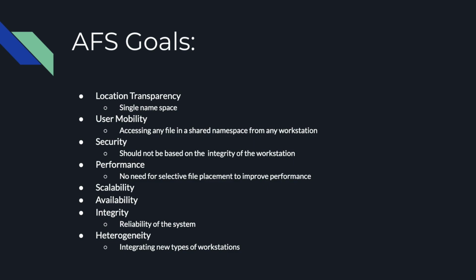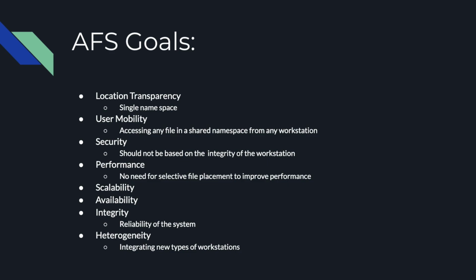AFS goals: location transparency, user mobility, security, performance, scalability, availability, integrity, and integrating new types of workstations without causing any kind of problems in the network. Just to lightly hit on some of these, transparency: files on a server should be able to have one namespace for all the shared files in the system. The naming scheme should not have any relation to the location of the files.